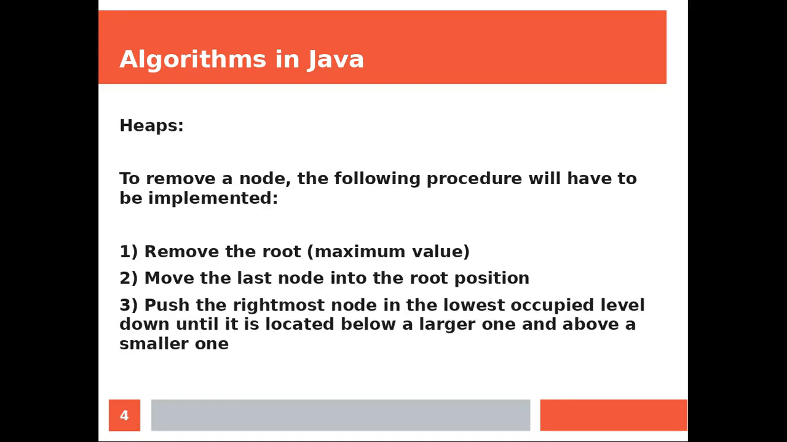To remove a node, the following procedure will have to be implemented. 1. Remove the root. 2. Move the last node into the root position. 3. Push the rightmost node in the lowest occupied level down until it is located below a larger one and above a smaller one.